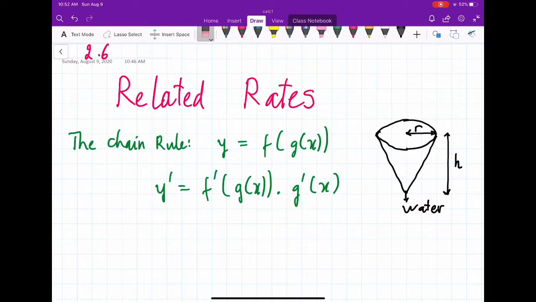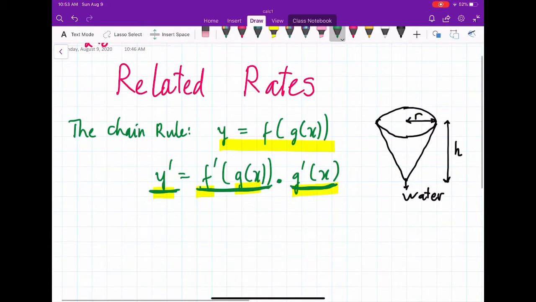It says if you have a function y as a composite function of f and g, such that y is f of g(x), then the derivative of y is the derivative of f evaluated at g times the derivative of g. The chain rule says you need to find the rate of change of the function y. So you just need to find the rate of change of the outside function evaluated at the inside and multiply with the rate of change of the inside function.